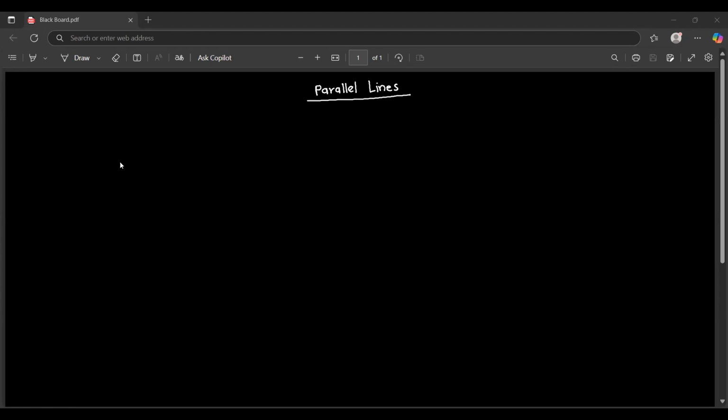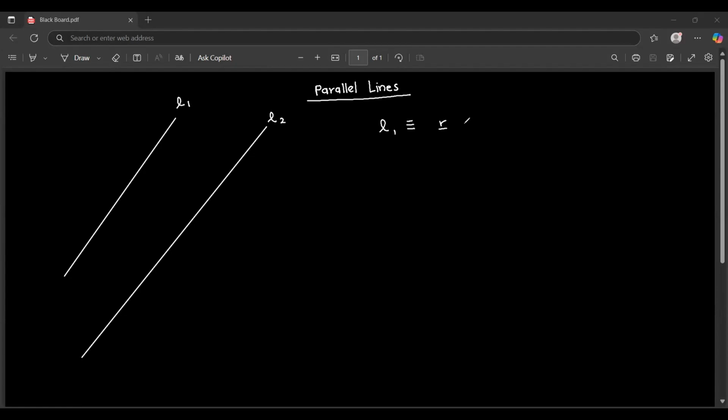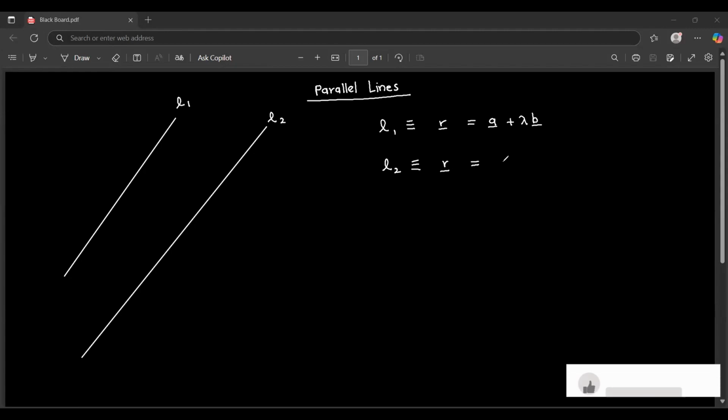Let's say there is a line L1 and there is another line L2. Let's say L1 is given as, obviously, the vector equation r = a + λb, and L2 is given as r = c + μd. Well, they are vectors. How can you say if these two lines are parallel?